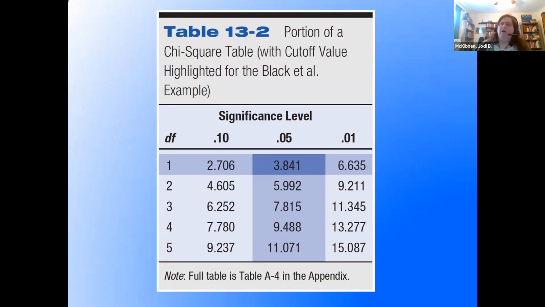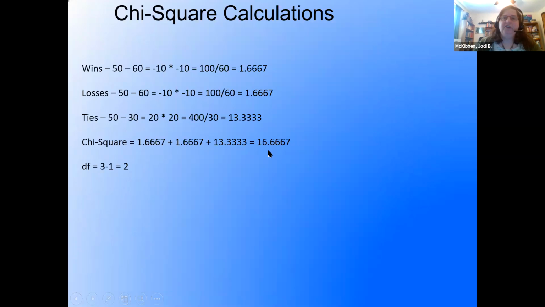But for our F, for ANOVA, for our chi-square, it's always going to be positive. Those two are always going to be positive. So we don't have to worry about that. So 5.992 is our answer, the number to beat. So is 16.6667 bigger than 5.992? Yes, it surely is. So there is a significant difference here.